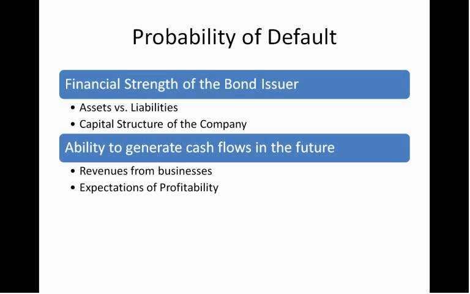So you want to look for companies that are profitable. Those companies tend to have a much lower probability of default. They tend to be safer investments. While companies that are losing money, well, those companies obviously are going to be much higher risk.